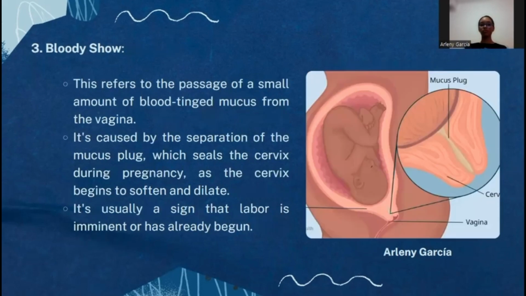Number 3. Bloody show. This refers to the passage of a small amount of blood-tinted mucus from the vagina. It's caused by the separation of the mucus plug, which seals the cervix during pregnancy. As the cervix begins to soften and dilate, it's usually a sign that labor is imminent or has already begun.